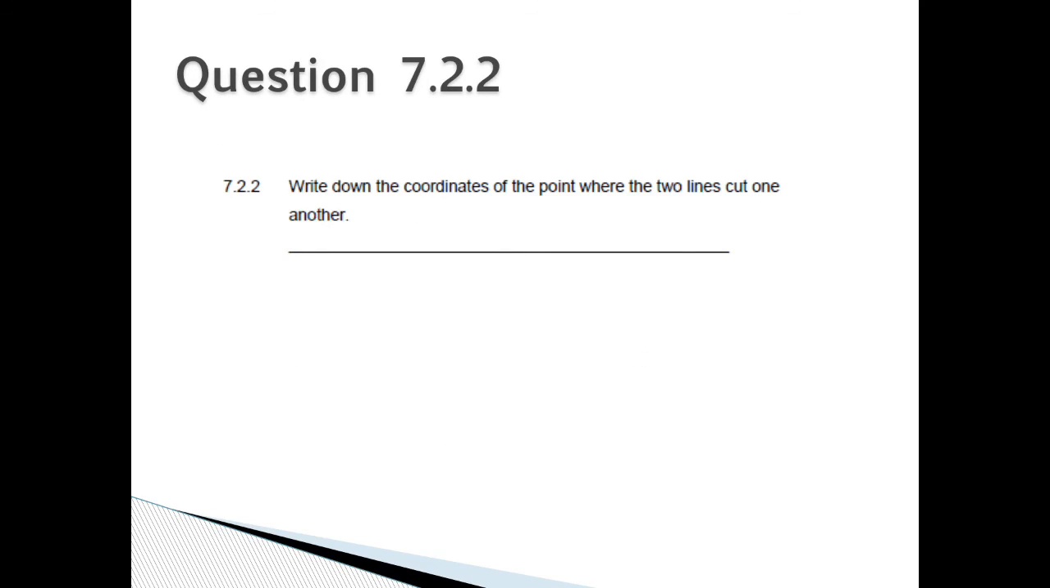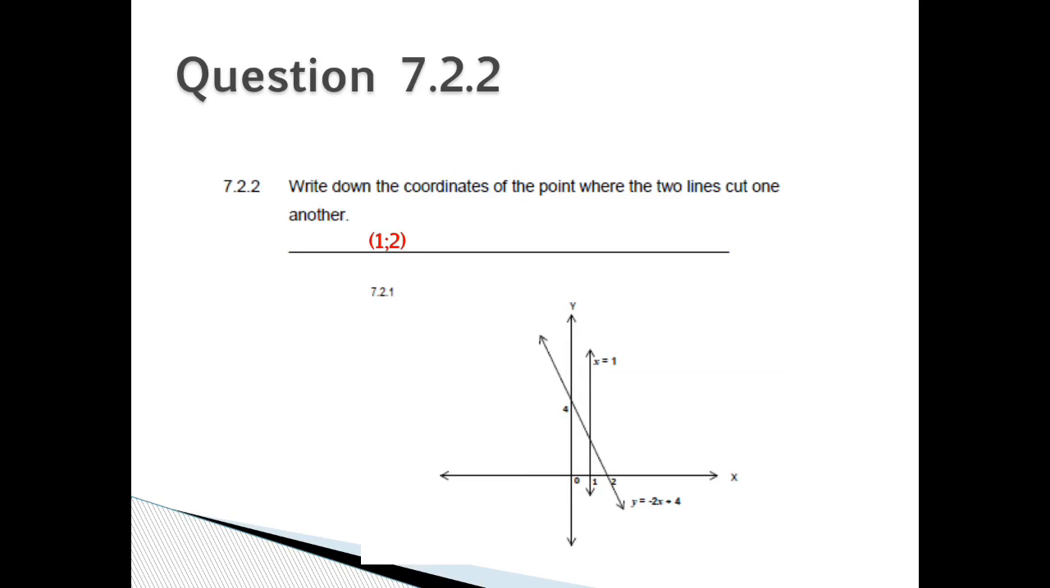Question 7.2.2. Write down the coordinates of the point where the two lines cut one another. The answer is, for the x and y coordinates, 1 and 2.